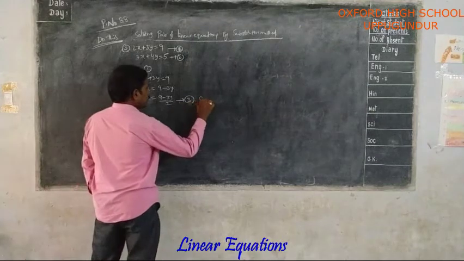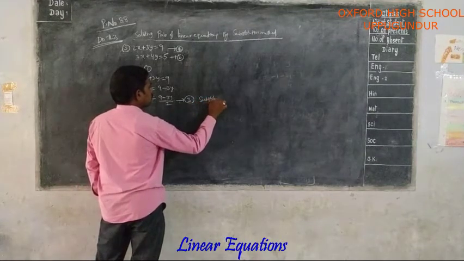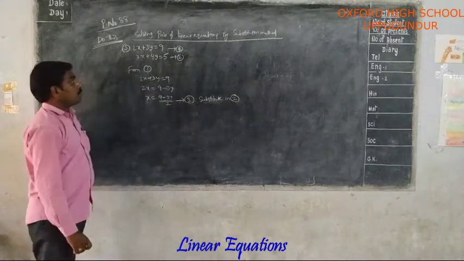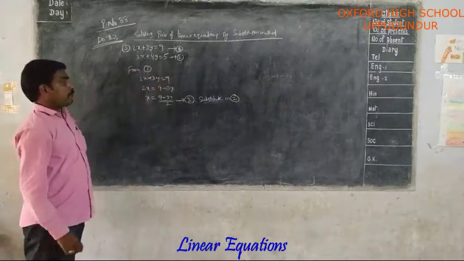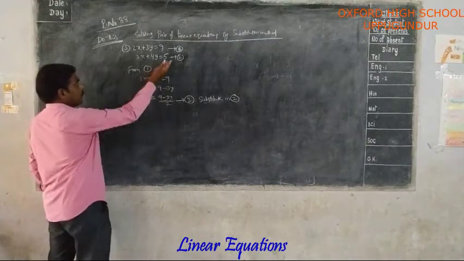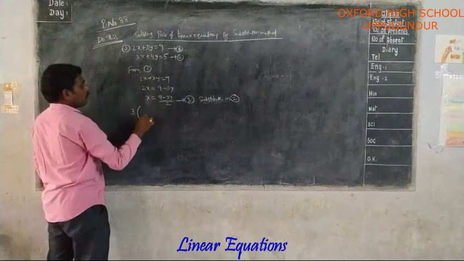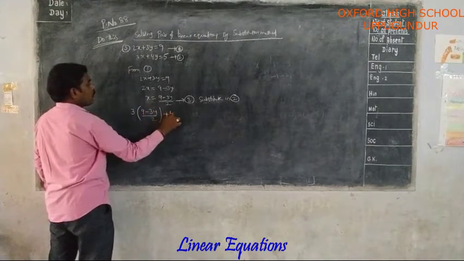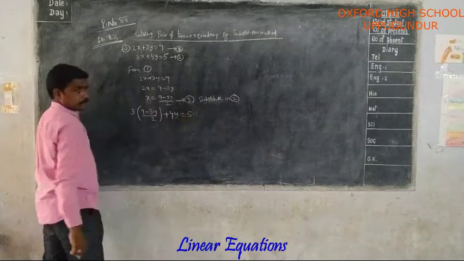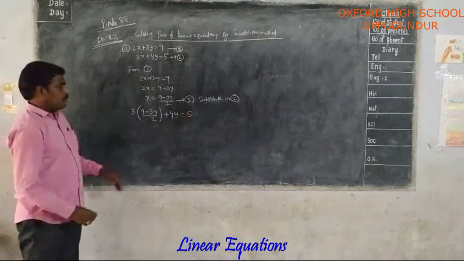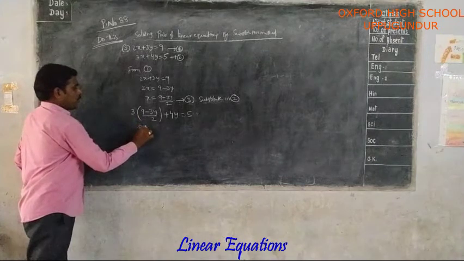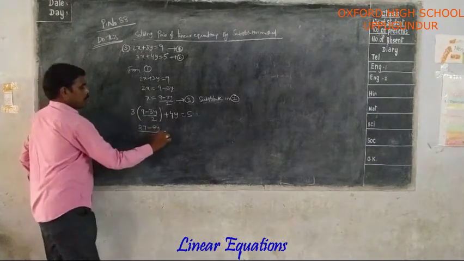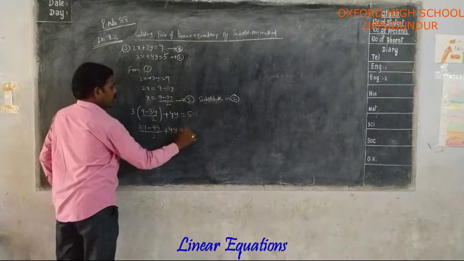Now substitute this x value in equation 2. What is equation 2? 3x plus 4y equal to 5. Now substituting this value in the second equation, 3 into x value, (9 minus 3y) by 2, plus 4y equal to 5. Now multiplying these, 3 9s 27 minus 3 3s 9y, by 2 plus 4y equal to 5.